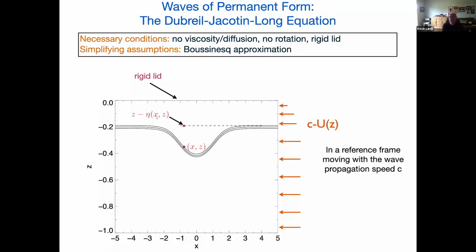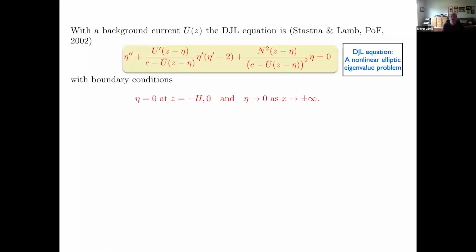Now, if you go into a reference frame moving with the wave, the flow is steady. You can have a background sheared current. So U of z would be some background current in the horizontal direction. c then is the unknown propagation speed of the wave. Okay, so if I go into this reference frame, I've got a background current like this. I've got my wave shape, I've got my vertical displacement eta. And you can derive an equation for eta for waves of permanent form.